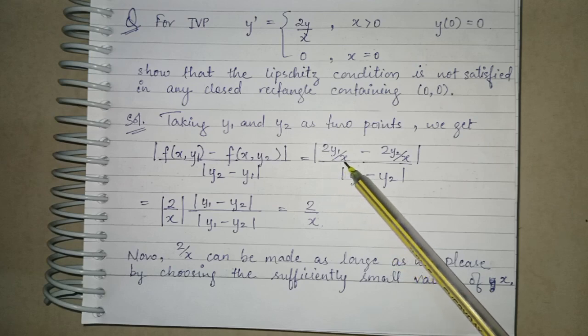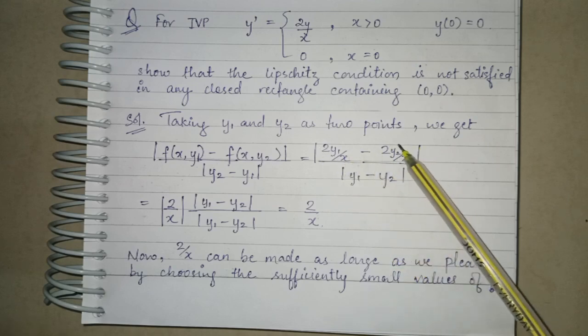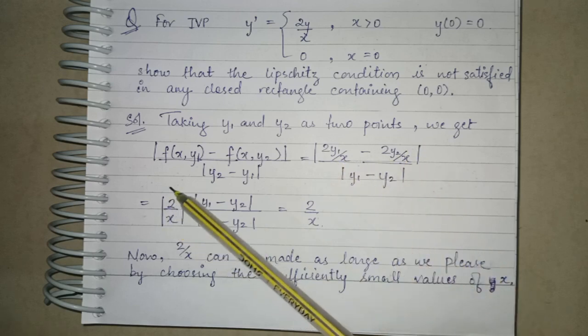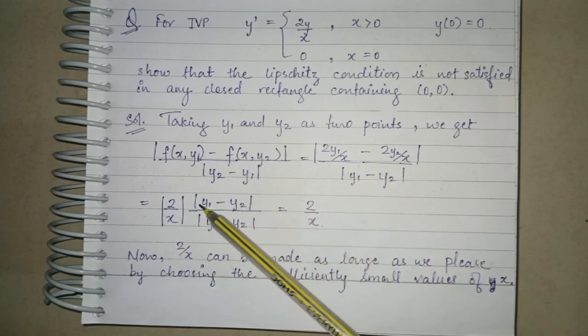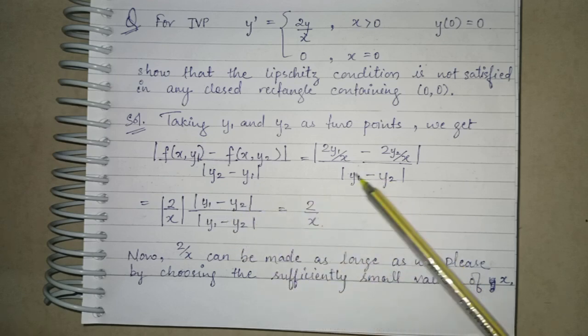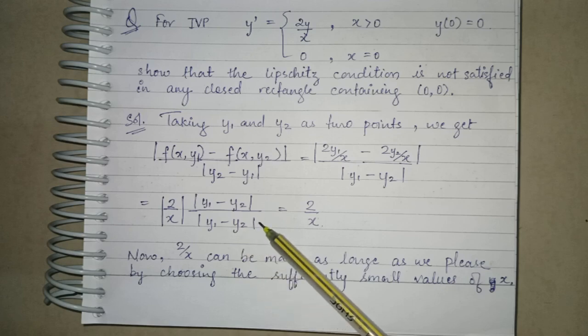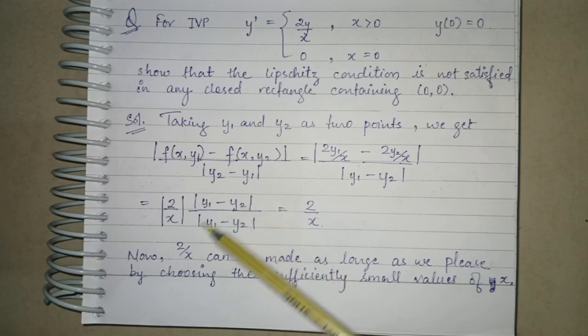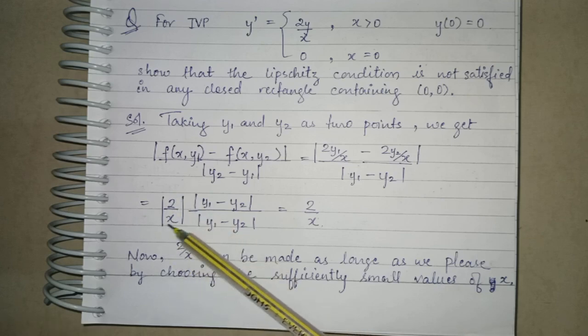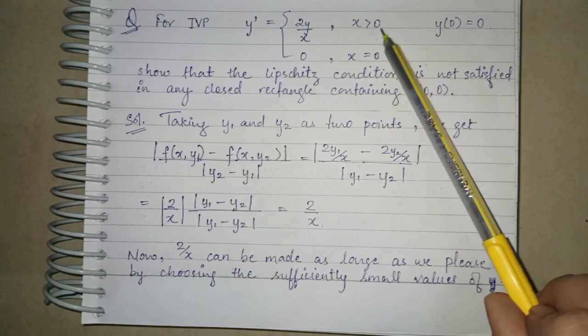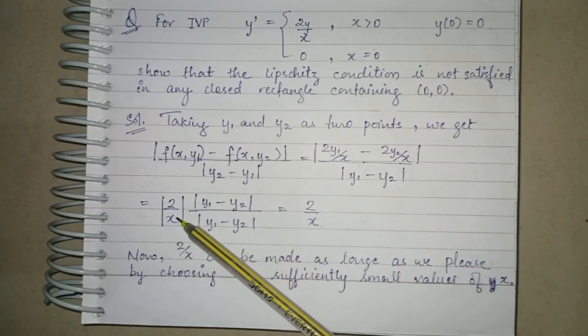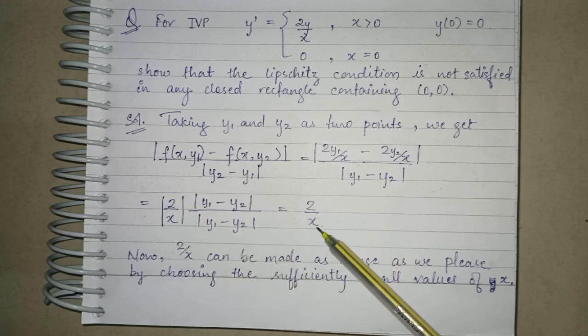Now you can see that 2 over x is common in both these terms, so we'll take it out. I took 2 over x here, and remained with only the modulus of y1 minus y2, and in the denominator we had the modulus of y1 minus y2. You can see that these two terms are the same, so they will cancel out, and we are left with only the modulus of 2 over x. Now I removed this modulus. Why? Because 2 is a positive integer, and here we are taking x as greater than 0. So that's why I removed this modulus, and it becomes 2 over x.